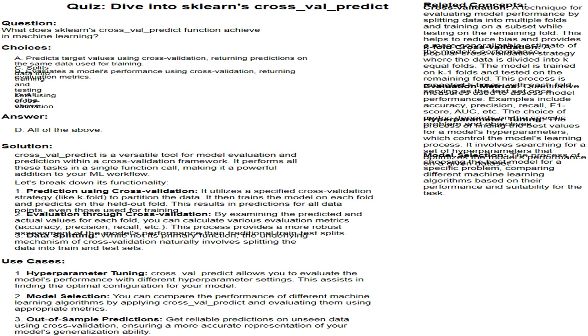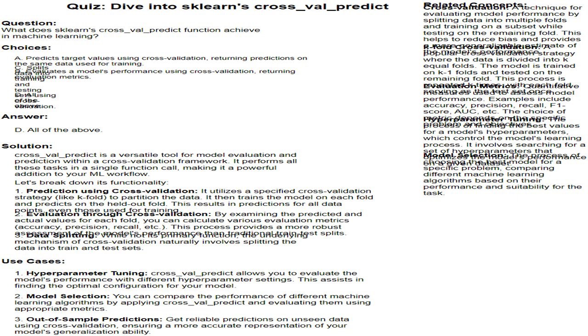True. Evaluation through cross-validation. By examining the predicted and actual values for each fold, you can calculate various evaluation metrics: accuracy, precision, recall, etc. This process provides a more robust assessment of the model's performance than traditional train test splits.